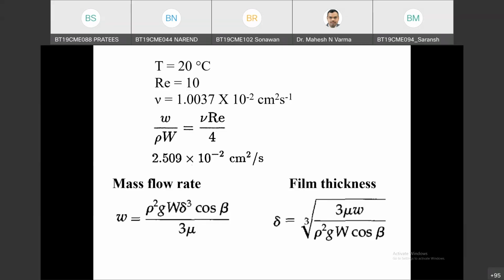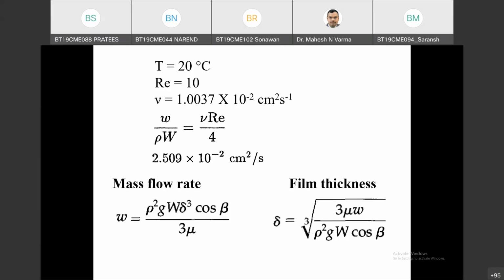Roll number 57, Aman. Roll number 68, Mitu.